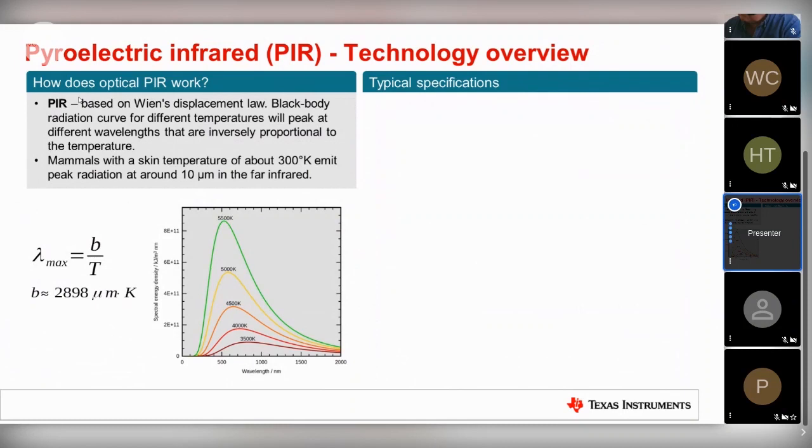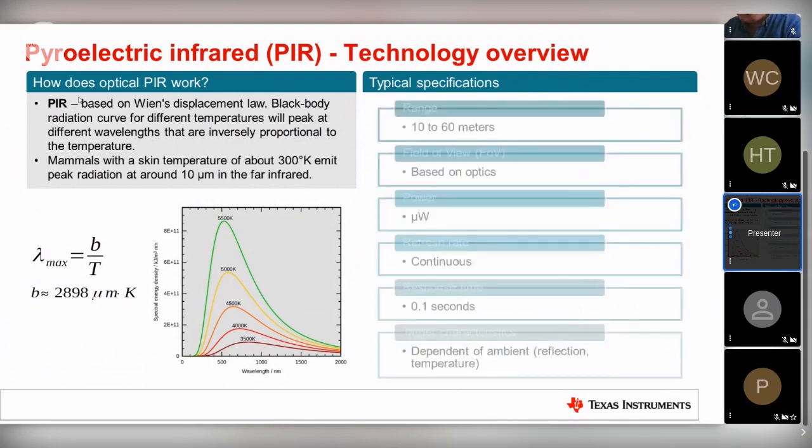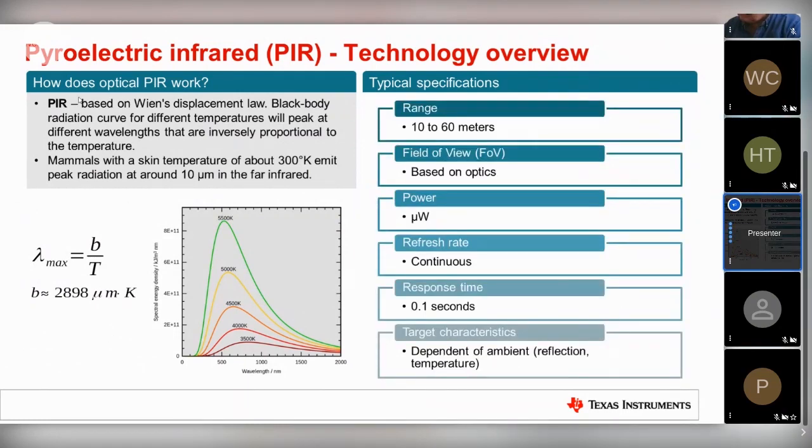So for a temperature of 25, 27 degrees, 30 degrees centigrade, 300 degrees Kelvin, the peak radiation will be around 10 micrometers, and that is in the far infrared. So we cannot see that. Who can see it is PIR sensors, and for example, snakes, vipers, they can see infrared. Humans cannot see infrared.